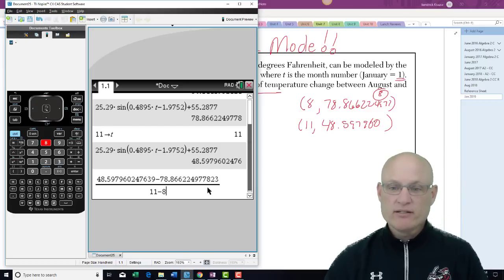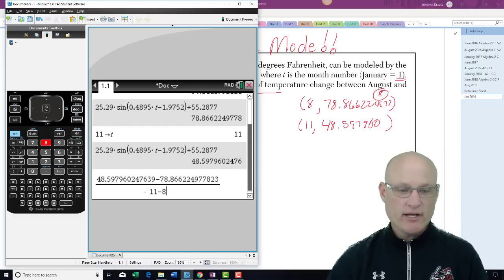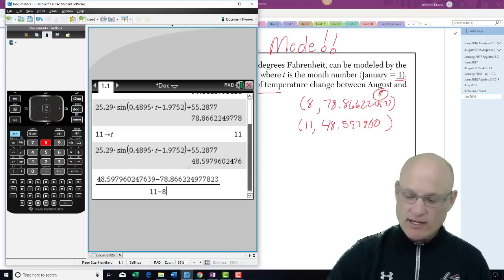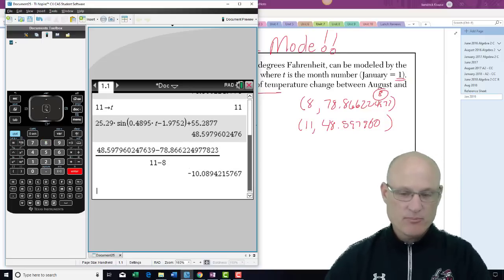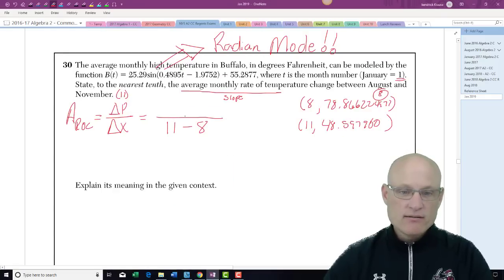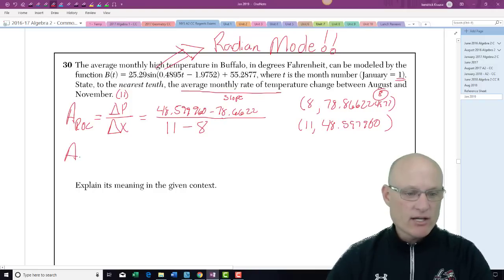The 11 goes with the 48. So 48 over 11, the 78 over the 8. So we got that right. Enter. Negative 10 points. So I should write this up here. 48.597.960 minus 78.6622. And so my AROC, my average rate of change, is going to be equal to negative 10.1.